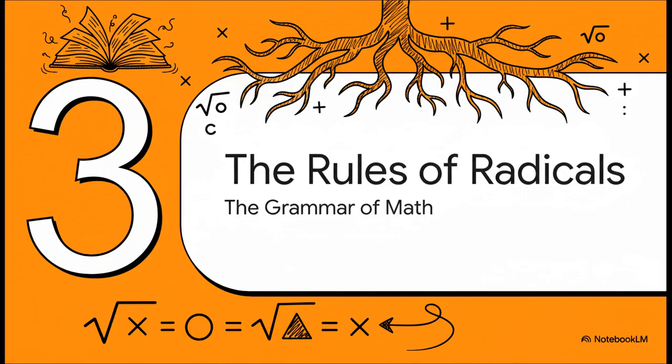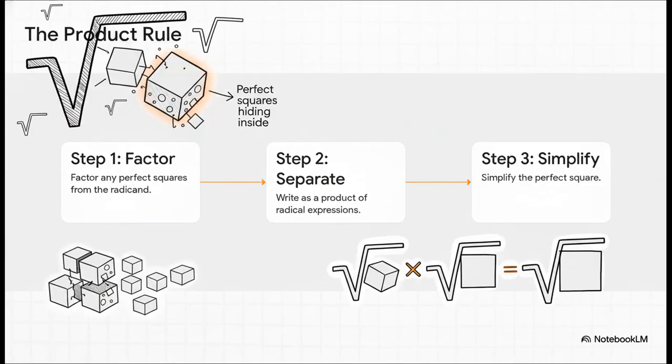Just like any language, radicals have their own grammar, their own set of rules. And once you know them, you can simplify pretty much any radical expression that gets thrown your way. First up, we have the product rule. And this one is so useful because it lets you take a big, scary number under the radical and break it down into smaller, friendlier pieces. The trick is to look for perfect squares hiding inside.